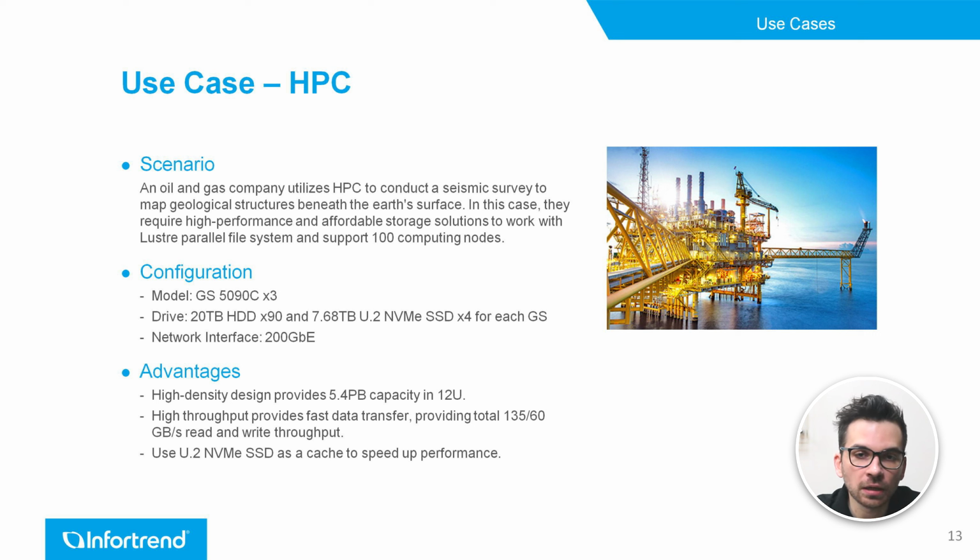Our key advantages here are massive storage capacity with 3 systems of GS 5090. The whole rack of 12U provides a total of 5.4 petabytes of space. Exceptional throughput. Solution is able to provide an impressive 135 gigs of read and 60 gigs of total write throughput in this case. And finally, performance boost with NVMe cache. Each system is using 4 NVMe drives for cache purposes, which allows us to achieve the aforementioned result.